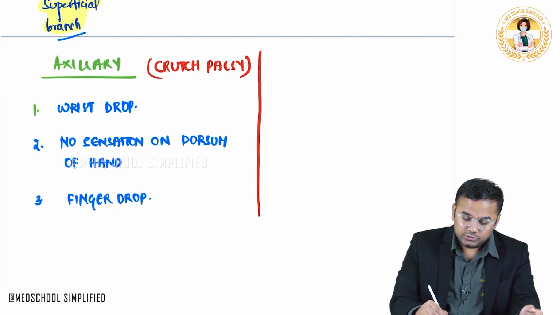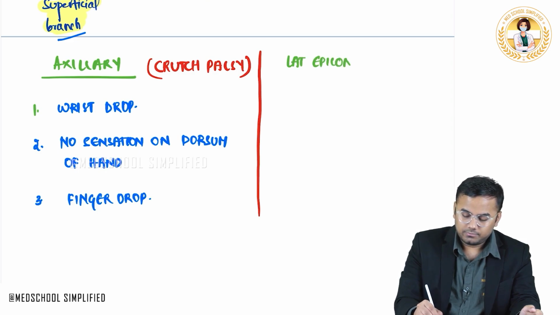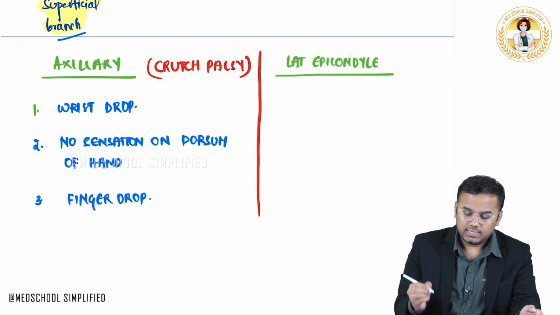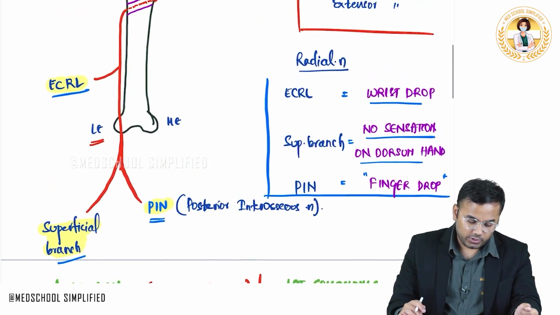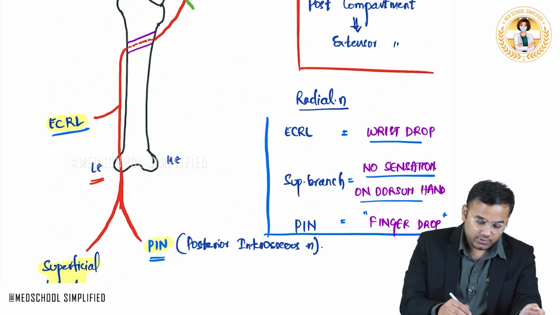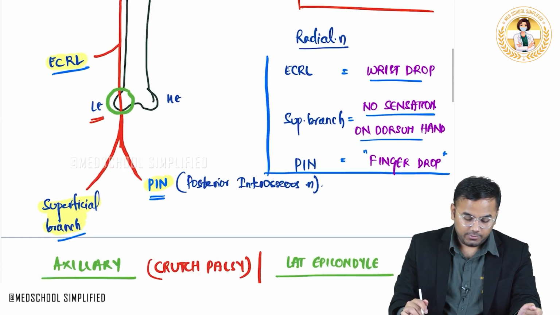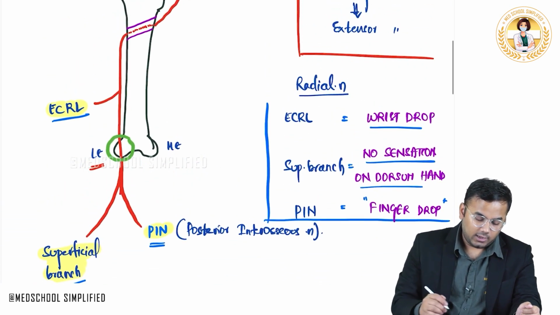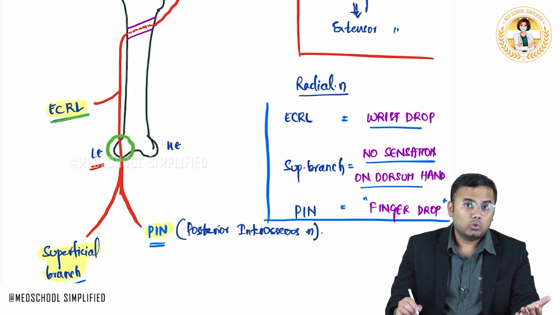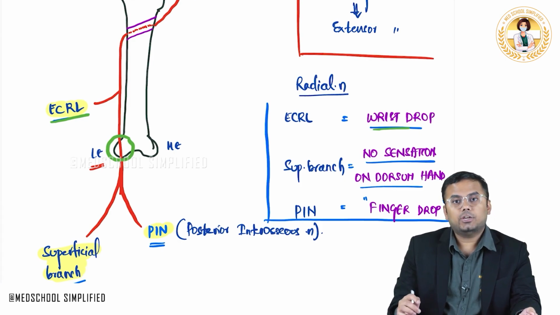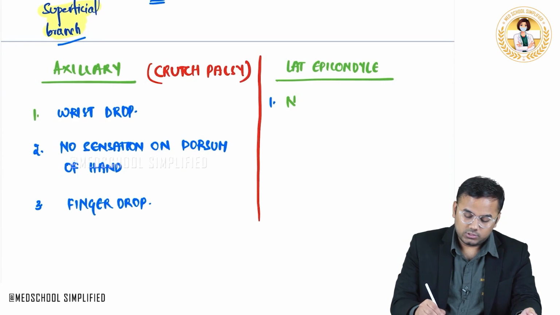If this radial nerve is injured at the level of lateral epicondyle, what are the important things you see? The first important thing is that, for example, this is the place where I was telling you. Okay, exactly at this point, if there is an injury. Now tell me, if there is an injury at this point, will there be any effect to ECRL? No, because ECRL is located above the injury. So will you see wrist drop in the patient? No. The first thing is, I won't see any wrist drop in the patient. There will be no wrist drop.